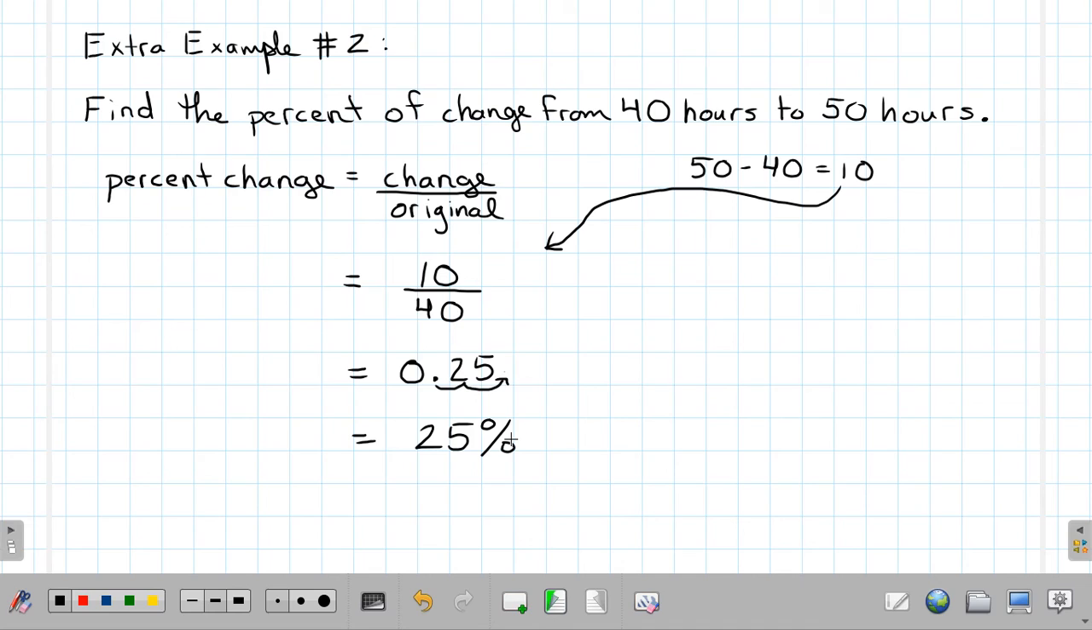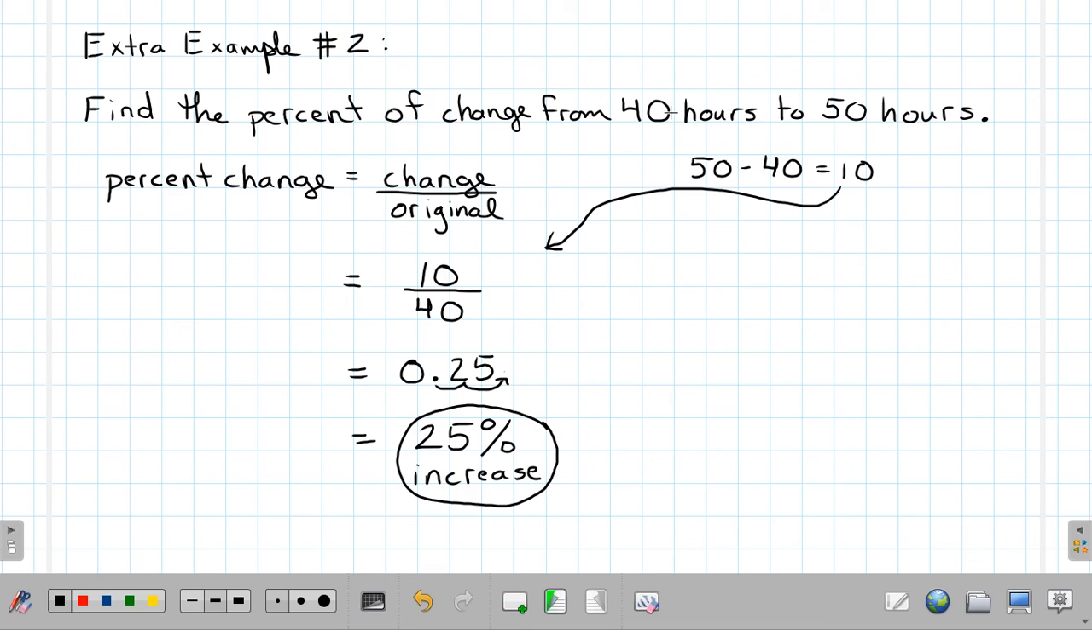And once again, the last question we need to answer with these types of questions, if it doesn't tell us in the actual question, okay, we need to say, is this an increase or a decrease? Well, we went from 40 to 50, so our number went from a smaller number to a bigger number. So this is a 25% increase. So what this is saying is when we went from 40 to 50, that's an increase of 25%. So we took 40, we took 25% of it, and we added it to it, okay, because we increased by 10, and 10 is 25% of 40, okay?